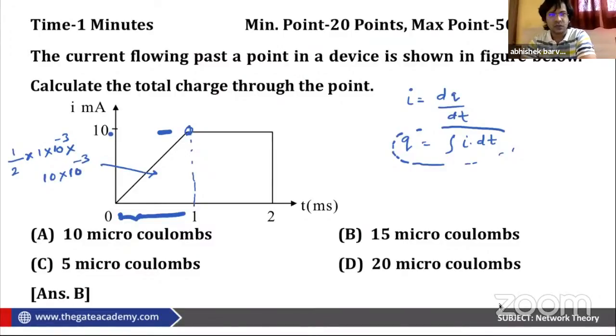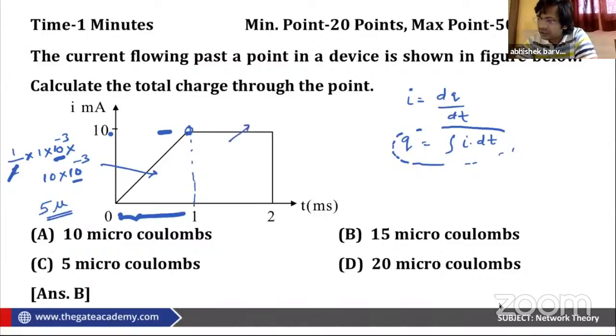So it's just half into base into height, as I said. Now 10 to the power minus 3 and 10 to the power minus 3 will make it 10 to the power minus 6, and 10 to the power minus 6 makes it micro. Again, half of 10 into 1 gives 5. So moral of the story, this gives you 5 micro as area.